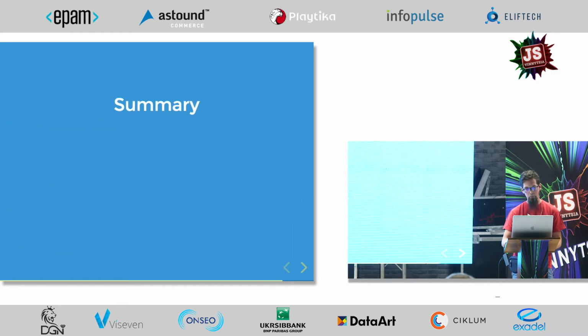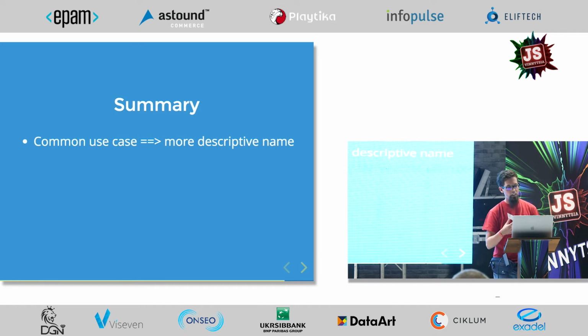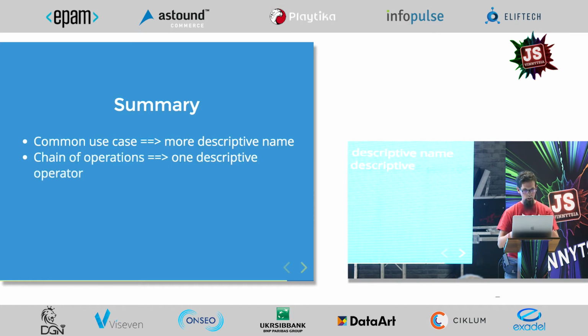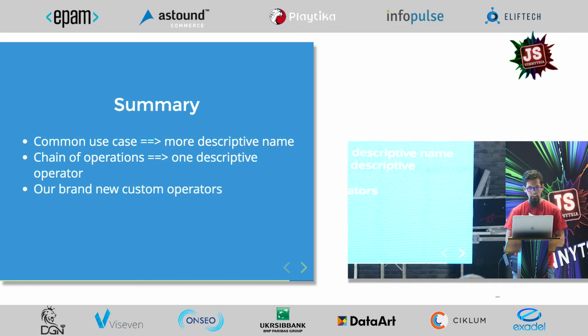Let's summarize a bit. So we've learned that we can extract the common use cases with simple custom operators to create more descriptive ones with a more descriptive name, and we can also chain our operations, also cleaning up our code base and making it more reusable. And if we really need to, we can create our brand new custom operators from scratch, like we did with buffer delay, and we can use our imagination to create different ones.